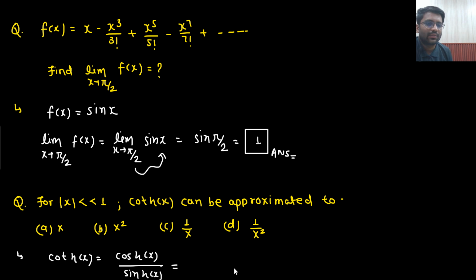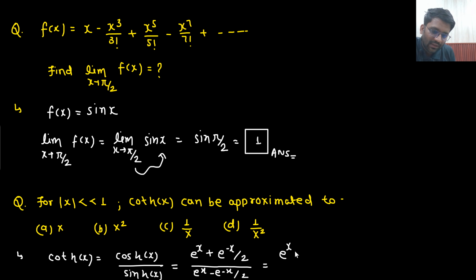Now do you remember what is cosh x? Yes sir, it is nothing but e to the power x plus e to the power minus x divided by 2. And what is sinh x? That is e to the power x minus e to the power minus x divided by 2. So 2 and 2 will get cancelled out. What is the answer we are getting? e to the power x plus e to the power minus x divided by e to the power x minus e to the power minus x. So coth x could be replaced as e to the power x plus e to the power minus x divided by e to the power x minus e to the power minus x.